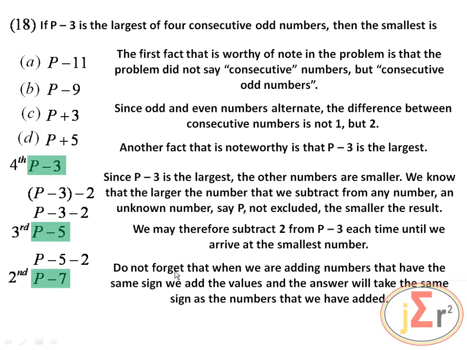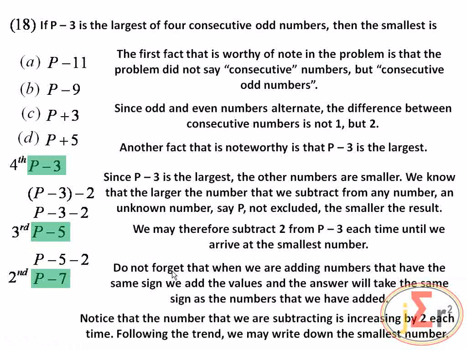And of course, we have p minus 3, p minus 5, p minus 7. Notice that the number that we are subtracting is increasing by 2 each time. Following the trend, we may write down the smallest number. So we are going to follow this trend: p minus 3, p minus 5, p minus 7, then we have p minus 9. Therefore, we can conclude that the correct option is B, p minus 9. 1, 2, 3, 4 consecutive odd numbers.